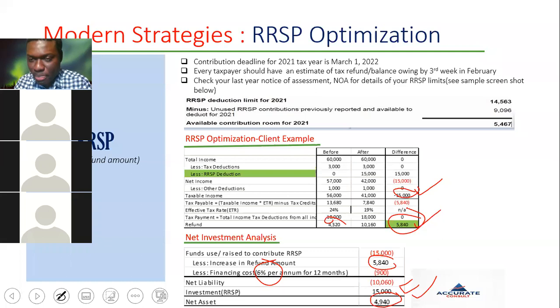Sorry, a quick question. What of people that have investment in RESP? Does that count as well? No. So RESP is not a tax deduction tool. So you can't deduct that from your taxable income. It's only RRSP that you can do, and some other tools. Can you deduct contributions to RESP? No.